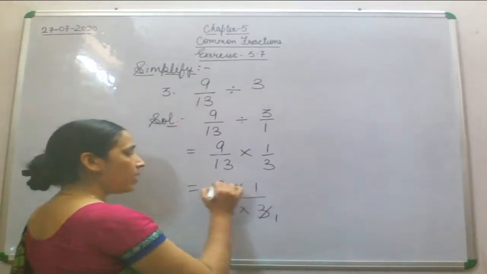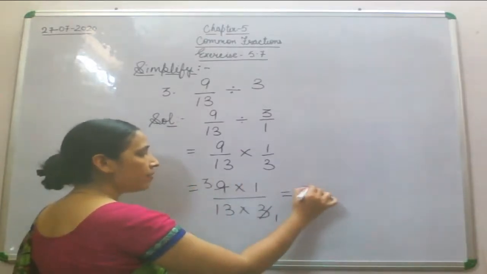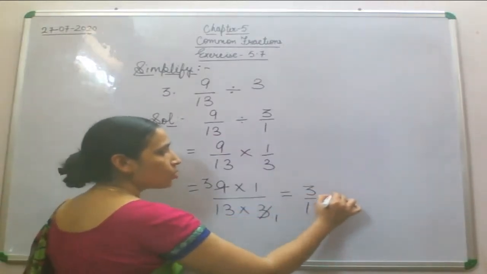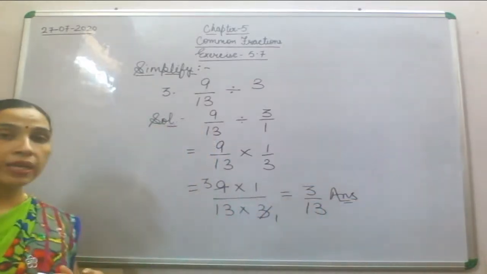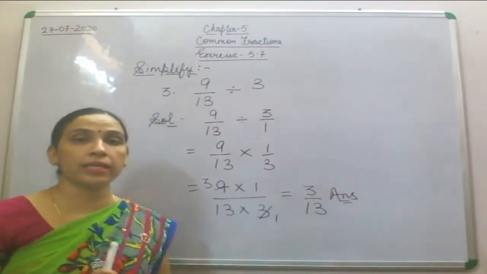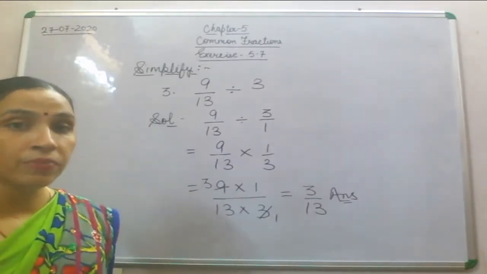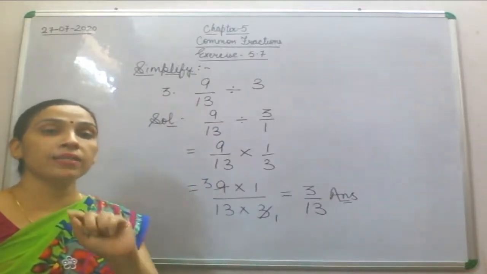3 ones are 3 and 3 threes are 9. So what will you get? 3 ones are 3 and 13 ones are 13. So what will be your answer? 3 by 13. So let's see this question once again. This is your third question of exercise 5.7, that is simplify 9 by 13 divided by 3.